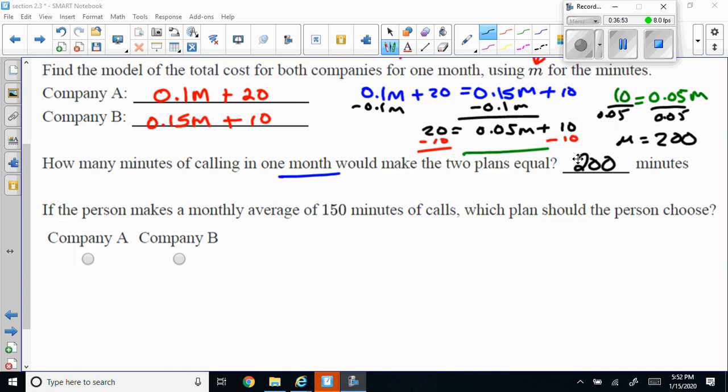So who would be cheaper if it was less than 200? If you use less than 200 minutes a month, who would be cheaper? And then who would be cheaper if you went over 200 minutes per month? That's what the next question is asking, but they're giving you a set value. They're saying, if the person makes a monthly average of 150 minutes of calls, which plan would be the best? Company A or company B? Well, we take that 150 and we plug it in for both equations, for the m.